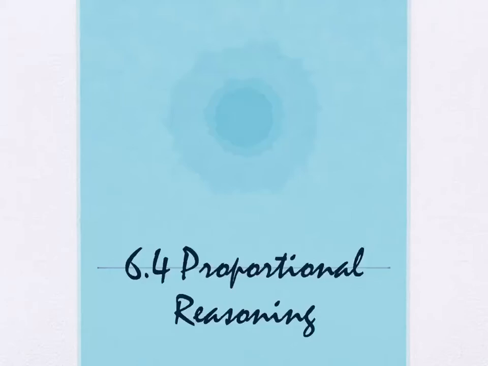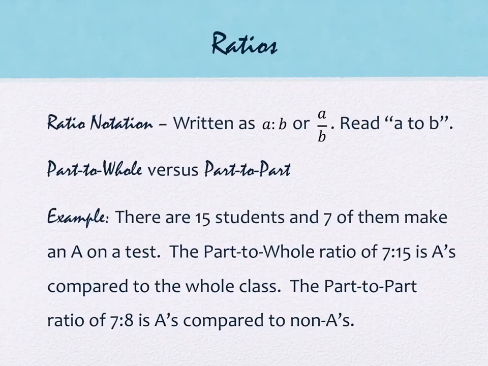So section 6.4 is called proportional reasoning, and we're going to look at taking what we have learned about ratios and using them as ways to compare quantities. So the ratio notation that we have been using is actually written as the fraction a over b, or with a colon in between, a colon b. We read this as a to b.